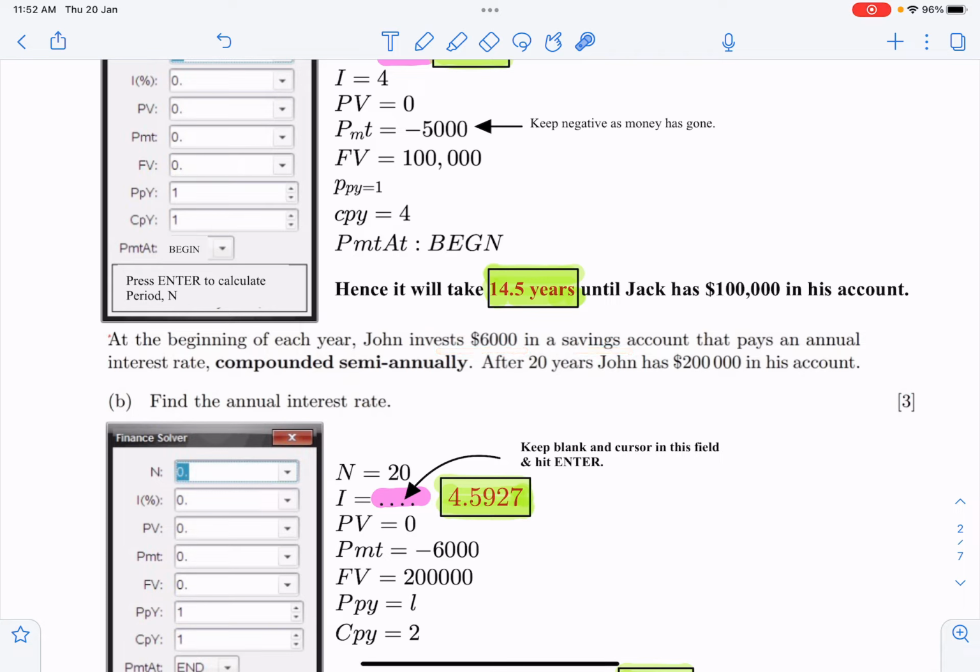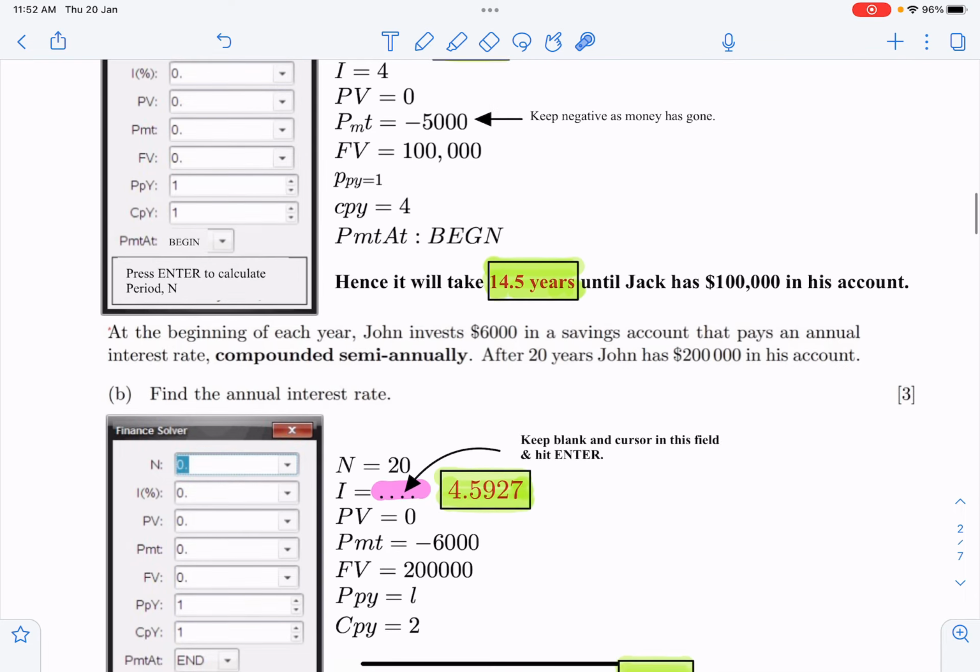savings account that pays an annual interest rate of, compounded semi-annually. Look here, semi-annually means twice in the year. After 20 years, John has 200,000 in his account. Okay, so the future value is known. Every year how much he is putting is also given, and the rate of interest you have to find.